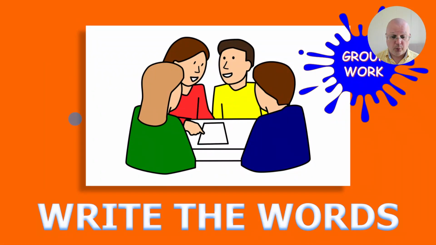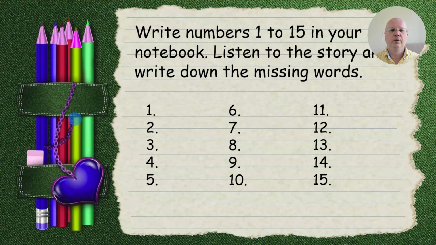Now, group work. So this is part 2 of the lesson. In this part, you put your students into groups. Again, it's up to you how many groups you want to have. It all depends on the number of the students in your class. So in groups, you need to choose a captain. Each group member needs to write numbers 1 to 15 in their notebook. They need to listen to the story, and every member of the group needs to write down the missing words.